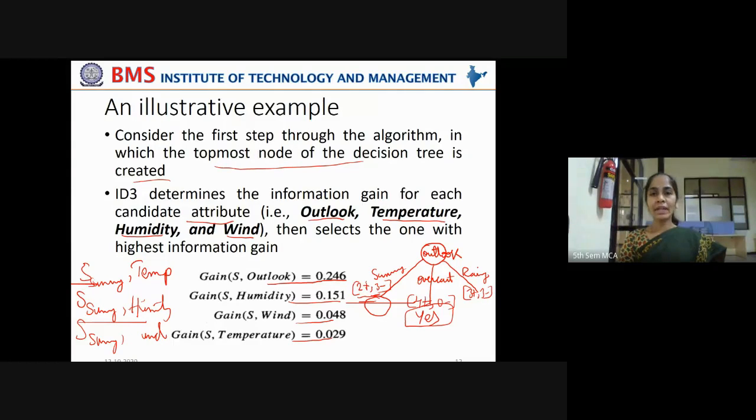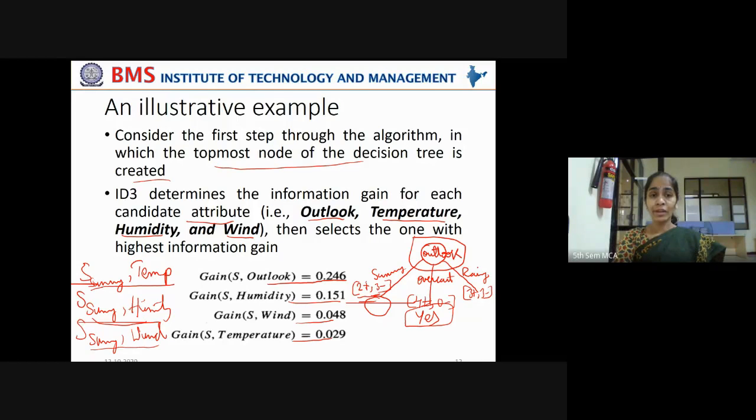Right? Why are you not taking outlook? Outlook is already covered in the root node, so it has to be removed. That is a step given in the ID3 algorithm. Do you remember? Whatever attribute is considered in the root node has to be eliminated for the next information gain calculation. Okay. So when the sky is sunny, what is the temperature? How many positive and negative examples do you have? When the sky is sunny, what is the humidity? How many positive and negative examples do you have? When the sky is sunny, what is the wind speed? How many positive and negative examples do you have?